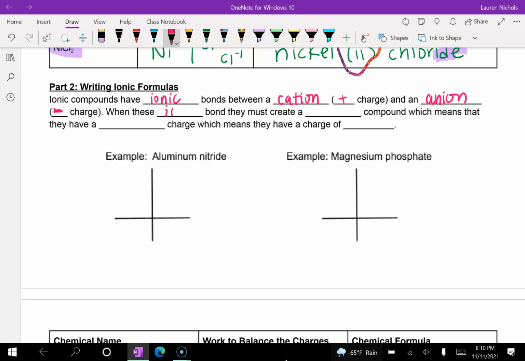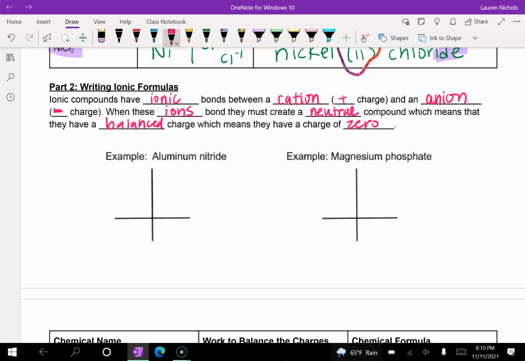And when these ions bond, they must create a neutral compound. And this means that they have a balanced charge or a charge of zero. So we kind of already talked about this when we were figuring out our transition metal charge.